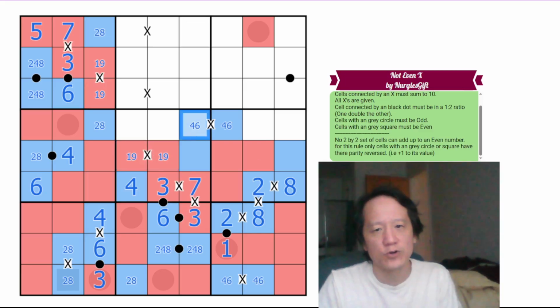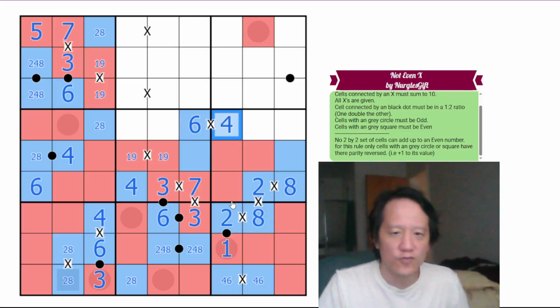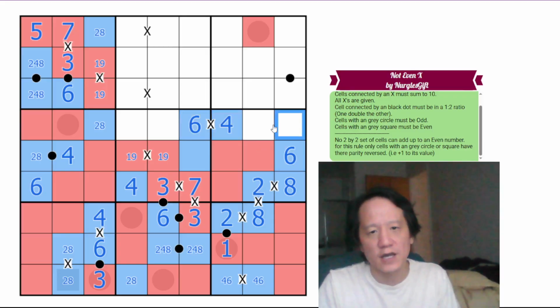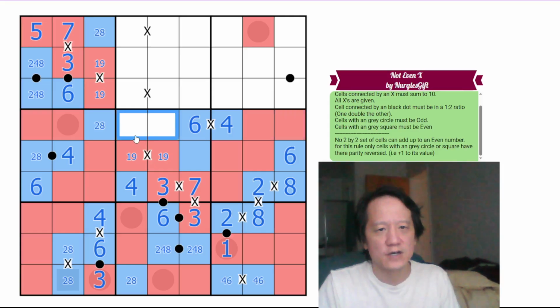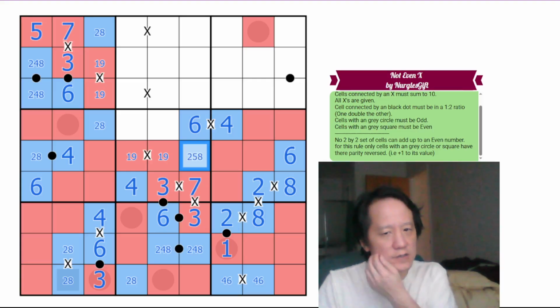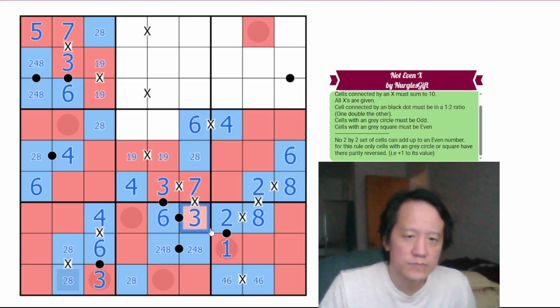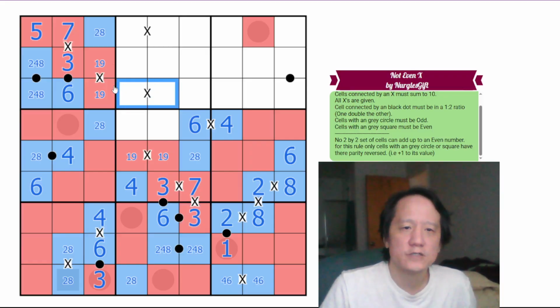4 eliminates 4 here. So this is 6, and that's 4. That makes this a 6, and the rest of box 6 has to be odd digits. One of these is odd, one of these is even. We're not sure which. This is 2 or 8. Six has to be one of these two.